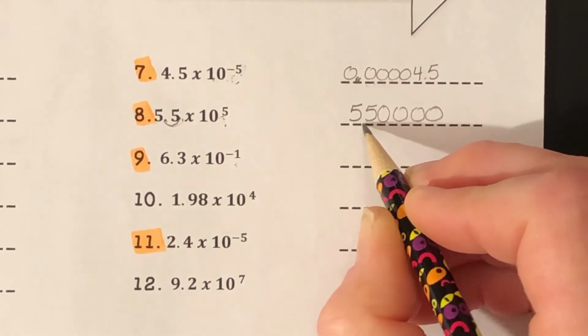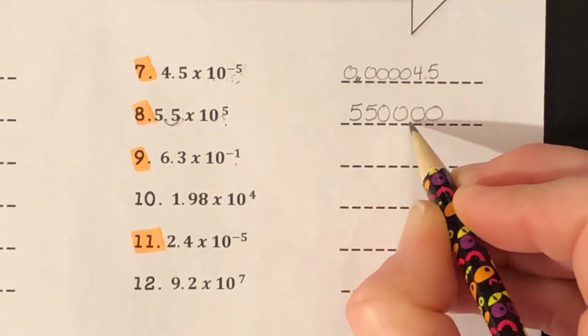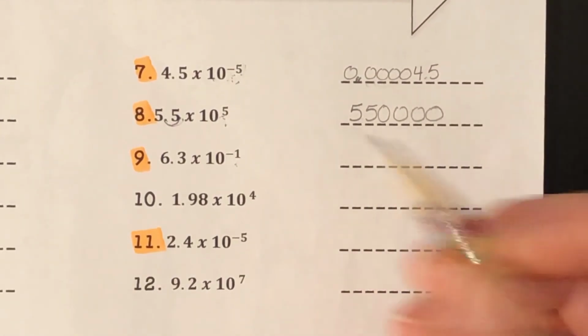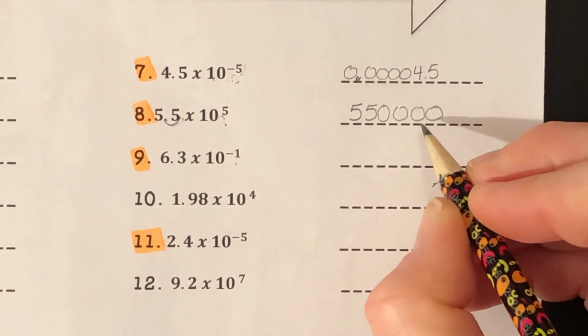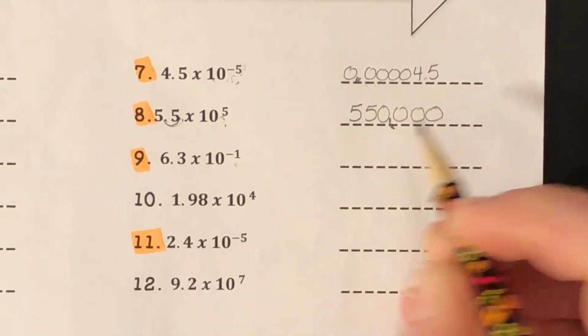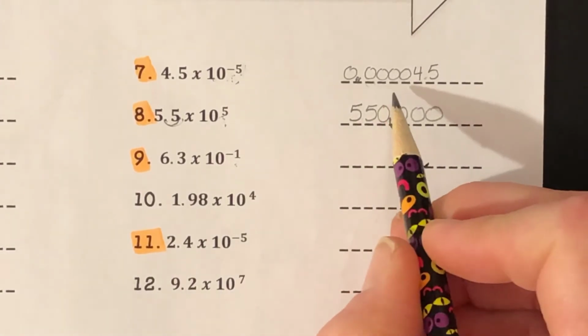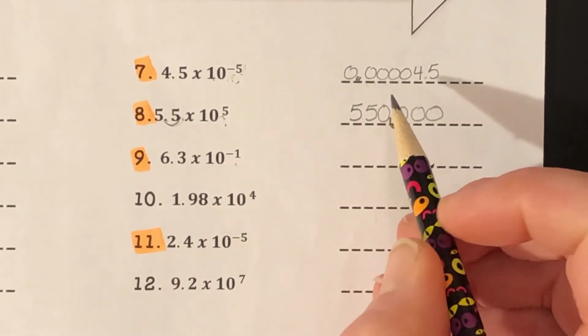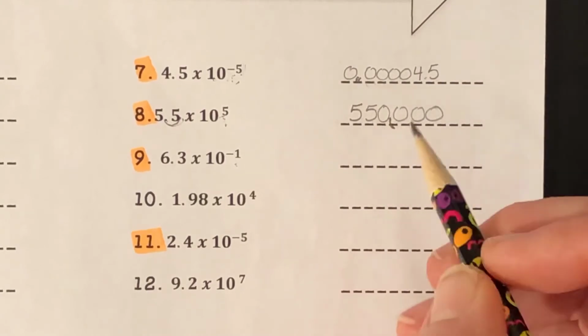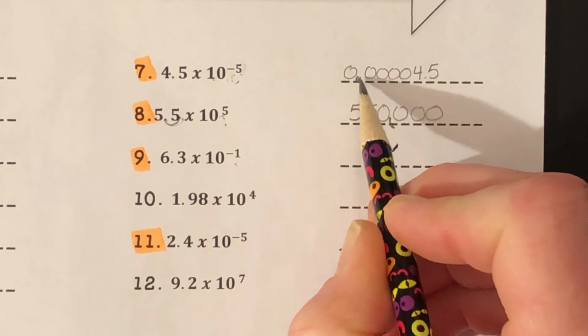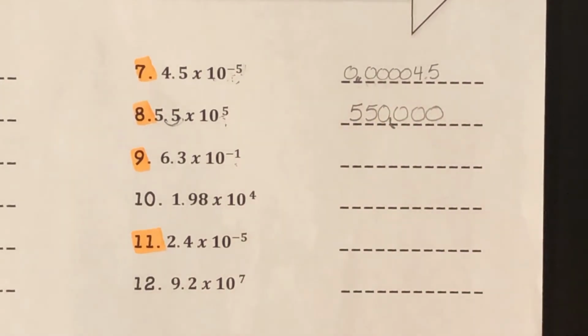And then I'm going to check. 1, 2, 3, 4, 5. There, got it. Now, this is a big number, so I'm going to go back and put commas in it. 550,000. With your big numbers, you need to put commas in. Decimals don't have commas in them. I guess because it's so easy to get them confused with the decimal number, but you don't ever have commas to the right of the decimal sign.